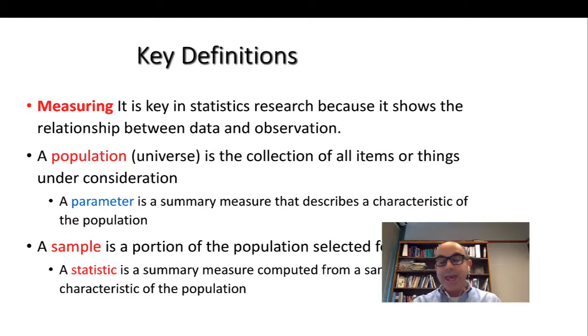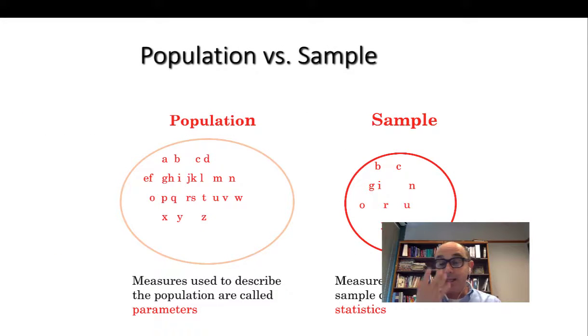But we also, again, I'm going back because I don't know your background, I'm going back to basic definitions. In statistics and any type of statistical analysis, we are talking about measuring. It is a key statistical research terminology because it shows the relation between the data and what we observed, and the population versus the sample. And I think this is a good example of visual illustration between the population and the sample.